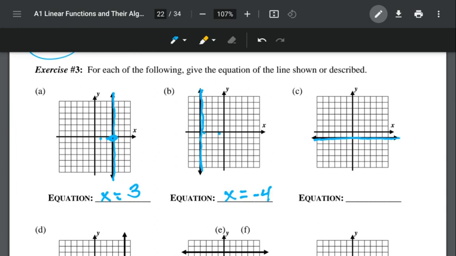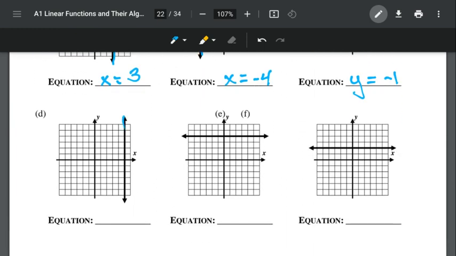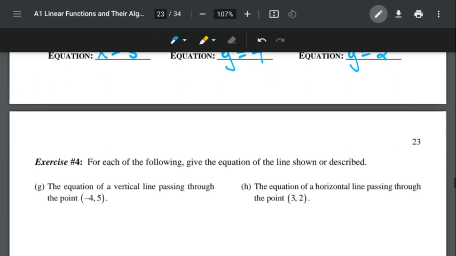Now this one is a horizontal line, so that's going to be a y equals, and the y value is -1. Vertical line, x equals, and then you just carefully count 1, 2, 3, 4, 5. Letter E is horizontal, so that's a y equals 1, 2, 3, 4. The y value is 4. And then the last one is horizontal, and our y value is 2. The hardest part about this lesson is remembering which is horizontal and which is vertical.